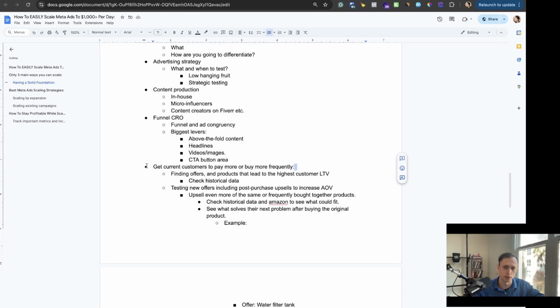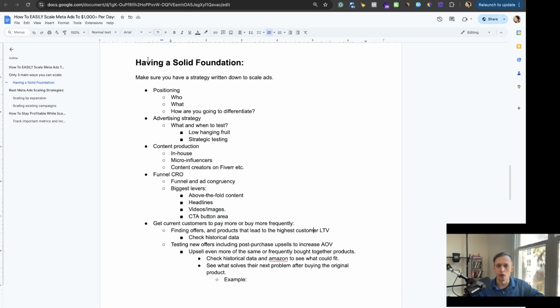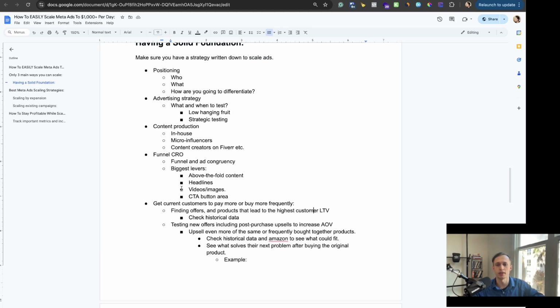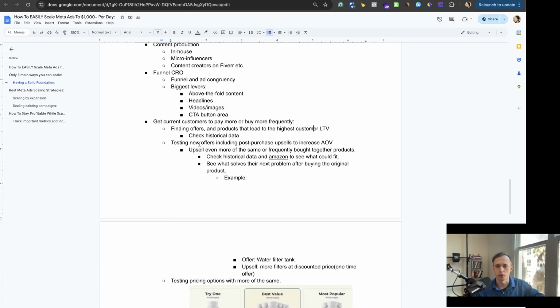This is just before Facebook ads, right? And we audit all of this for our clients. So we want to make sure all of this is in place before we really start engaging with them, right? So, getting current customers to pay more or buy more frequently. So, getting customers to pay more.